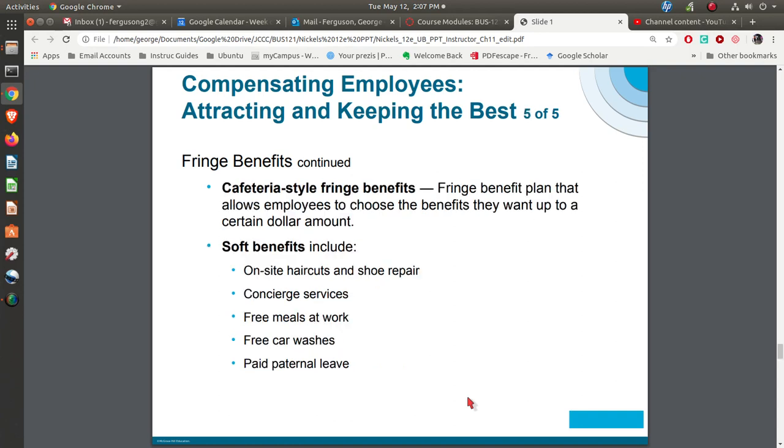They may also use what's called cafeteria-style fringe benefits. In other words, here is a slate of things that you can choose as far as your benefits are concerned. You can get medical insurance, maybe there's some vision care, dental care, various other things, and you can choose what it is that you're using, what it is that you're actually purchasing from the various organizations.